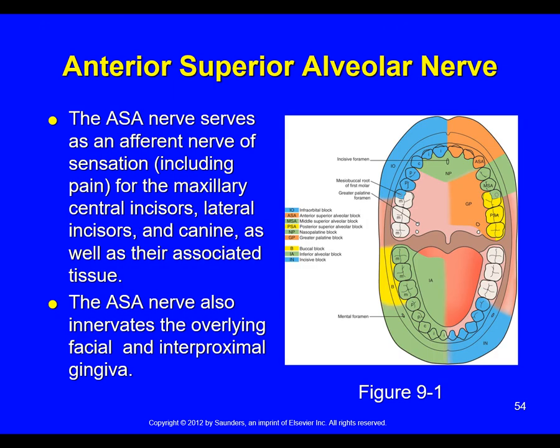Because the infraorbital further goes to the ASA nerve, or the anterior superior alveolar nerve, which serves as an afferent nerve of sensation for the maxillary central incisors, lateral incisors, and canines, as well as their associated tissue on the buccal and interproximal area. So if we take a look at this picture here, the orange, it's only showing it on one side, but this would innervate teeth number 6, 7, and 8, 9, 10, and 11, one on each side.